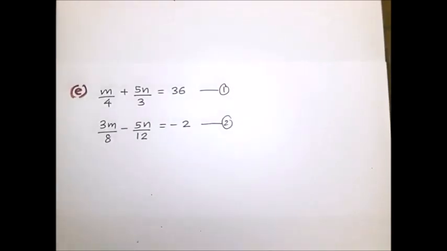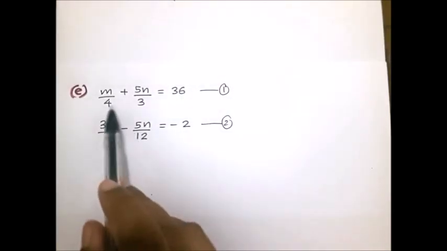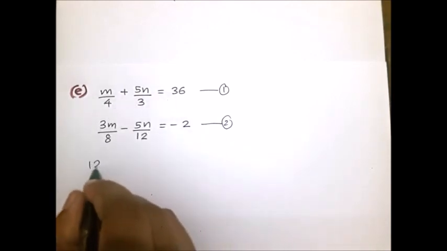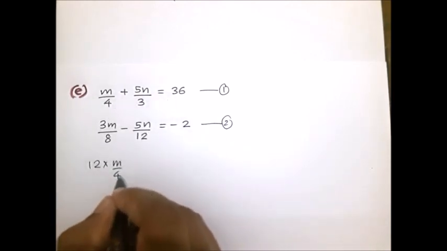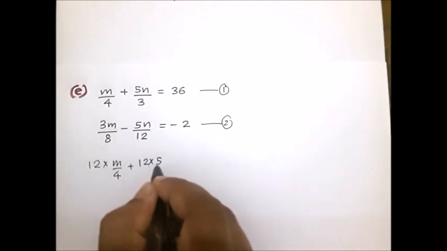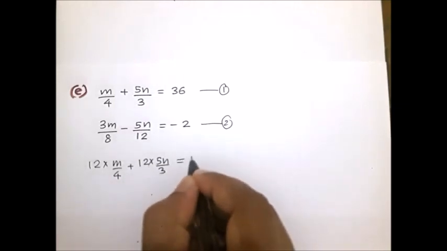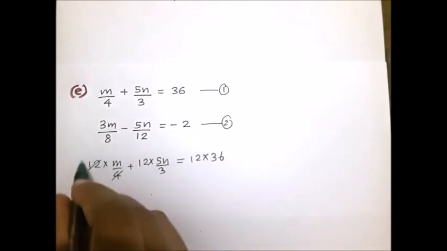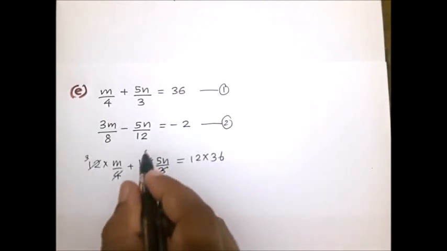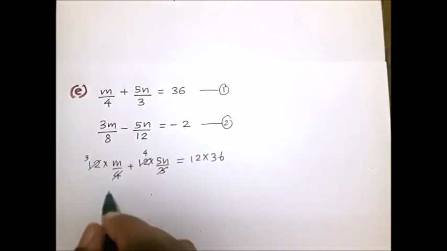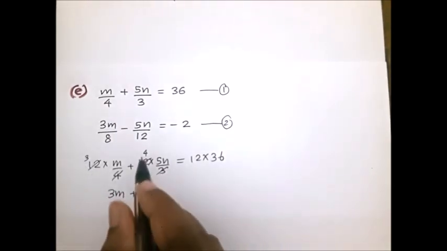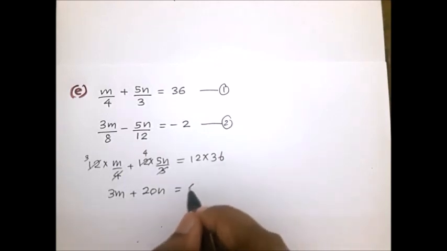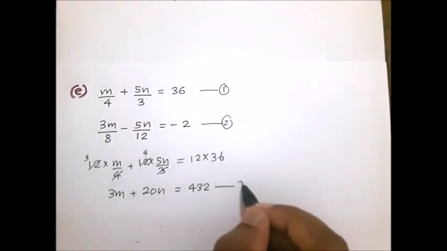Now look at E part. To remove these denominators 4 and 3, multiply each and every term by 12. 12 multiply m over 4. 12 multiply 5n over 3. 12 multiplied by 36. Now cancel these terms. Here 3, here 4. 3 multiplied by m, 3m. 4 into 5, 20n. Here 432. Name this as third equation.